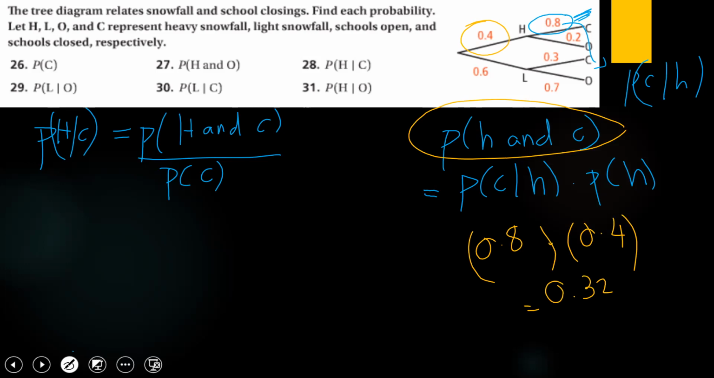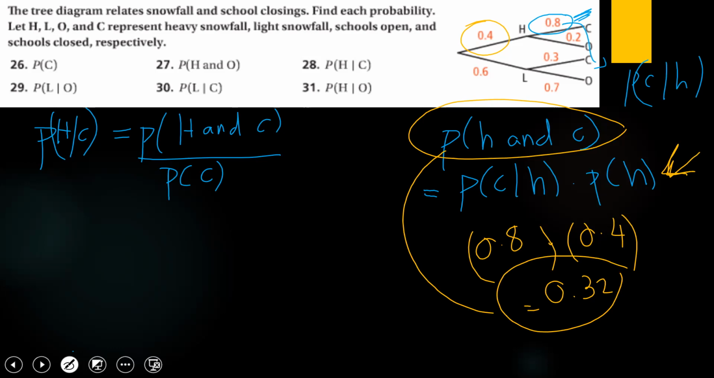Teacher, so now, isn't this only the probability of C, and then we need to multiply it by the probability of H? Here you mean? Yes, isn't this going to give us the probability of C only? No, this is the probability of H and C. 0.32 is the probability of H and C. Is it clear? Yes, I think I get it now.